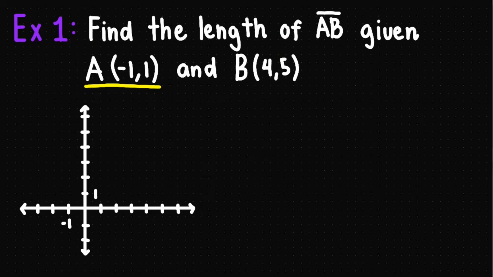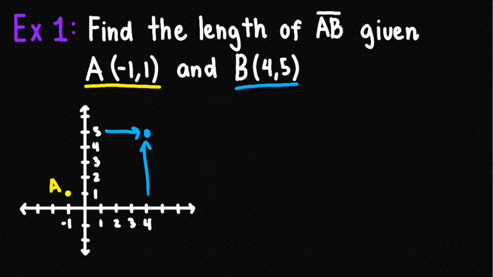So again, we're plotting the points here. We know that the first point A is out here. For the second point, it is 4 steps to the right, so we have 1, 2, 3, 4, and 5 steps above: 1, 2, 3, 4, and 5. So it is over here. Our goal is to find this length.